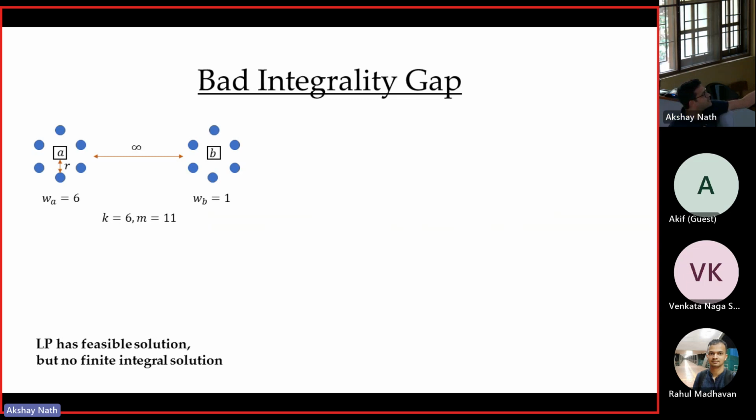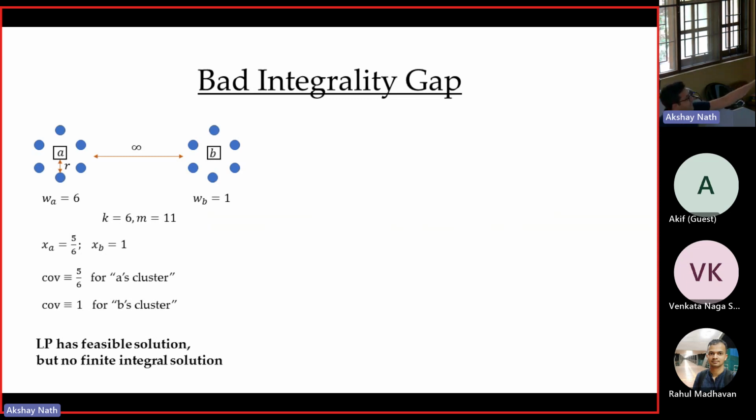But the LP can cheat. The LP can cheat by saying, I'm actually not going to open that facility A up to the full extent, but only to a small extent. So let me say what I mean. This is the LP solution to the previous LP, which says put 5/6 mass on A and 1 mass on B. So B is fully open, but A is only 5/6 open.